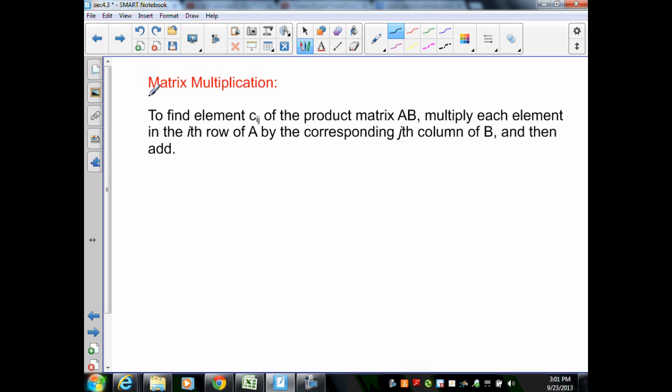In section 4.3, part 1, we discussed scalar multiplication with a matrix. In 4.3, part 2, we're going to discuss matrix multiplication. We want to multiply two matrices together.